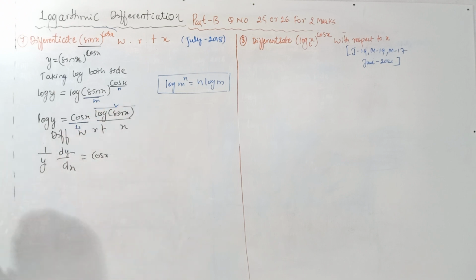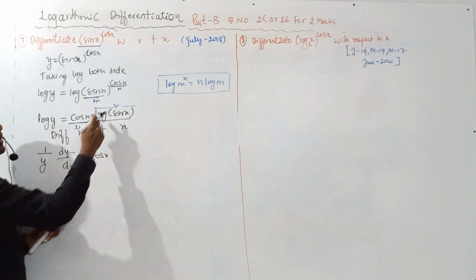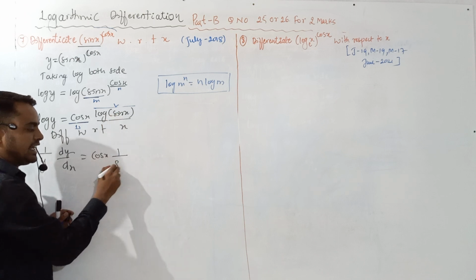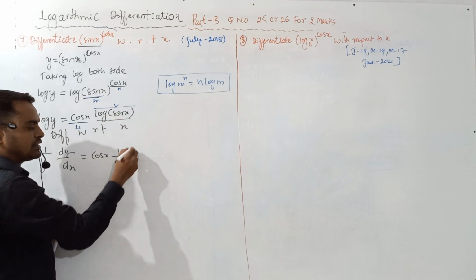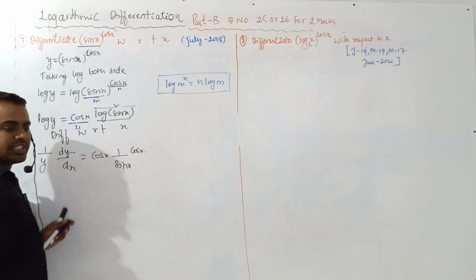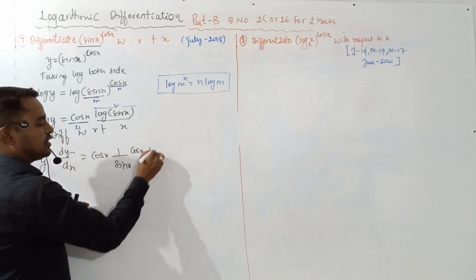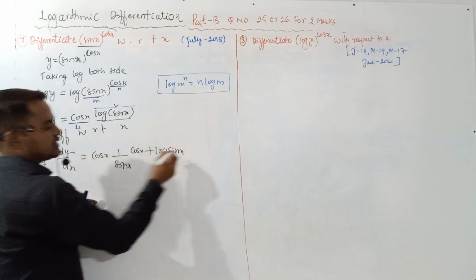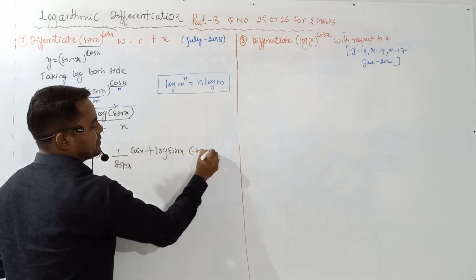Cos x, as it is a derivative of log. Derivative of log is 1 by x. Instead of x, what is here? Sin x. Derivative of sin is cos x. Derivative of x is 1, that we are not writing. Plus log sin x as it is. Derivative of cos is minus sin x.